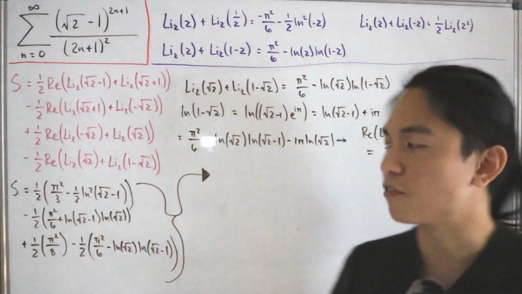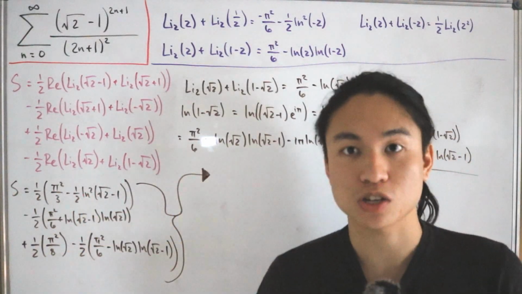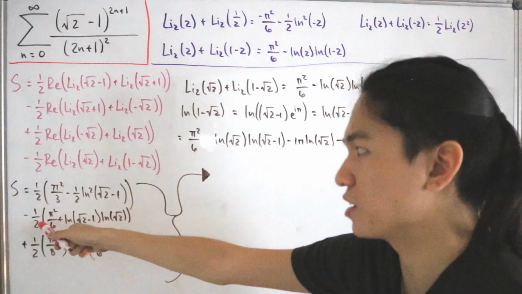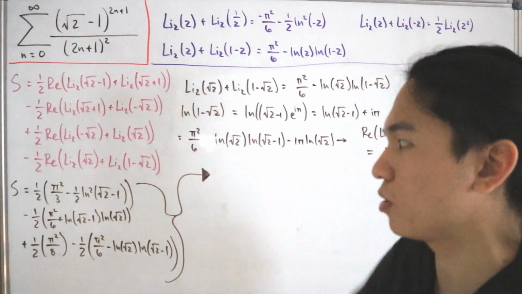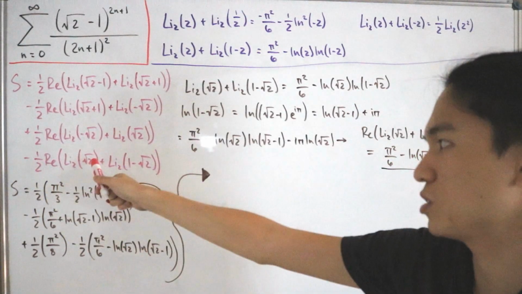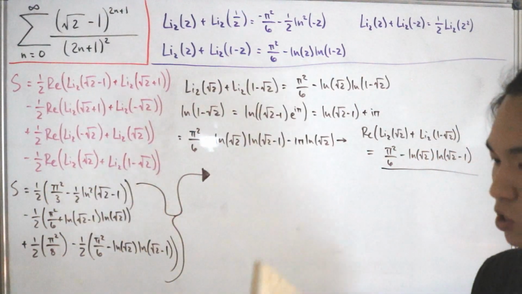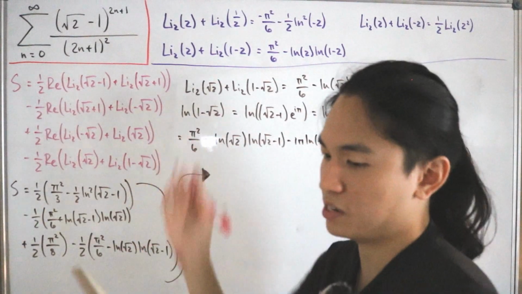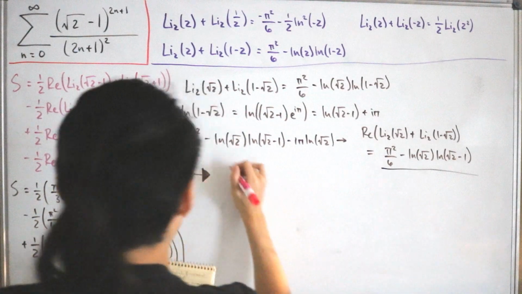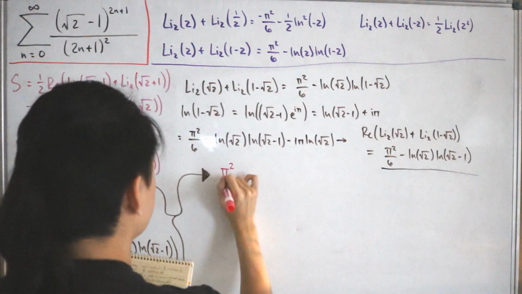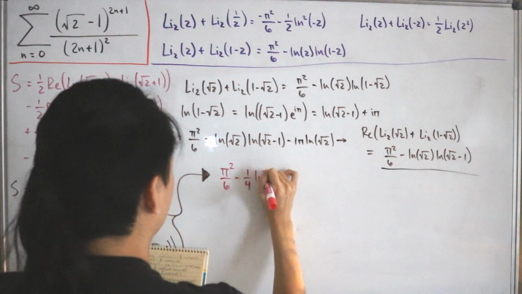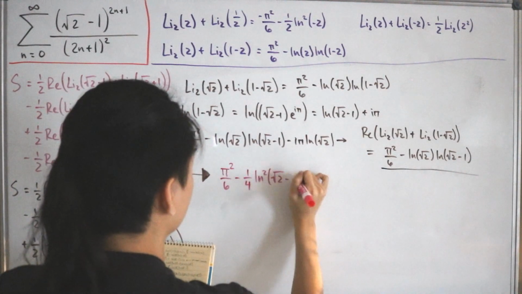Okay, so now that everything's put together, this is our final step, just simplifying everything out. We have 1/2 times our answer from here, minus 1/2 times our answer from here from the real part, plus 1/2 times our answer here, and then minus 1/2 times the real part over here. So now if we put everything back together, over here I'll have pi squared divided by 6, then minus 1/4 times the natural log squared of the square root of 2 minus 1.